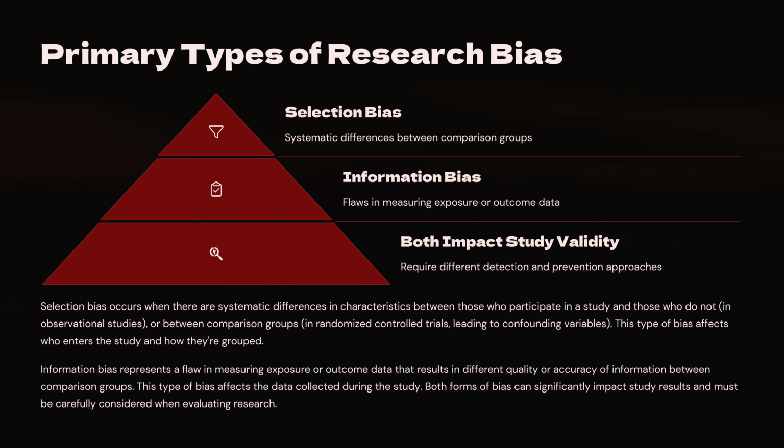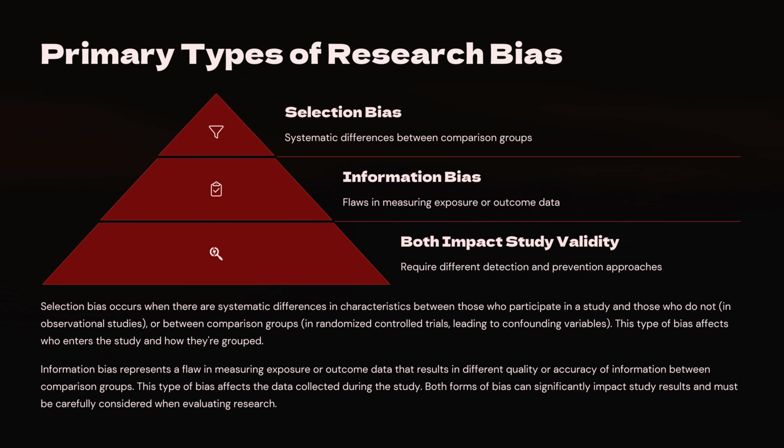Bias generally comes in two different flavors. One being selection bias, which means that there are differences in the groups that we're trying to compare. All right, so that could be either those who participate in the study or those who don't, or between the groups in a randomized controlled trial, which leads to confounding. So this bias affects who enters the study and how they're grouped.